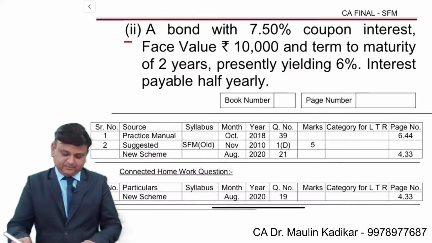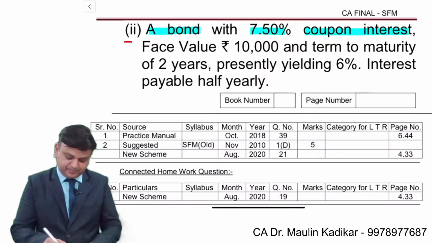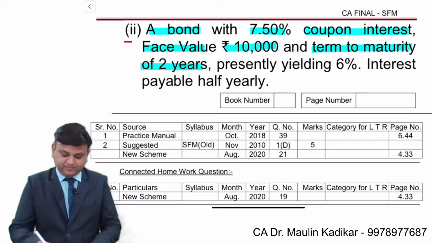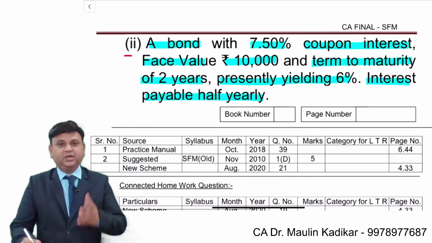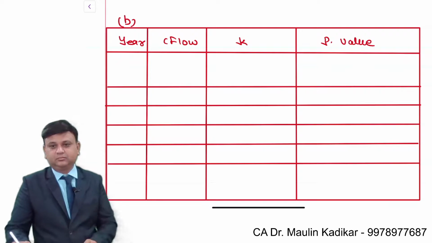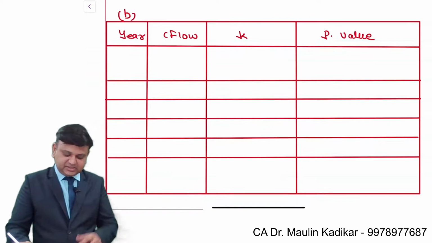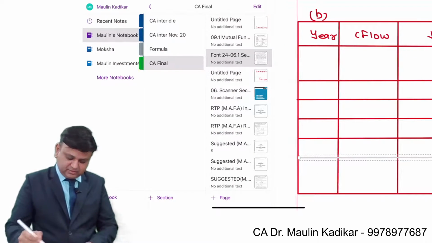Second part of the question. A bond with 7.5% coupon interest, face value rupees 10,000, terms to maturity 2 years, presently yielding 6%. Interest is payable half yearly. Try to do the answer on your own. Chalo, please write the answer along with me.